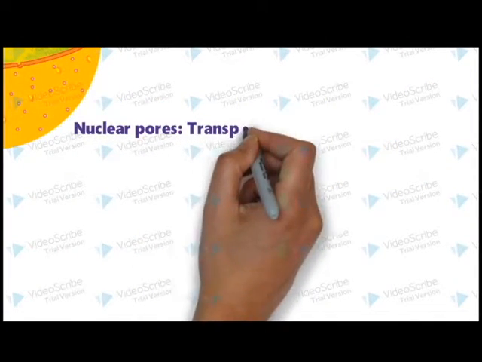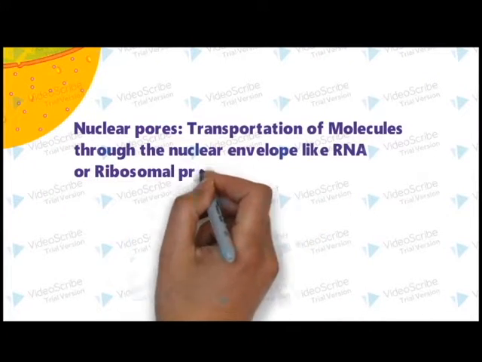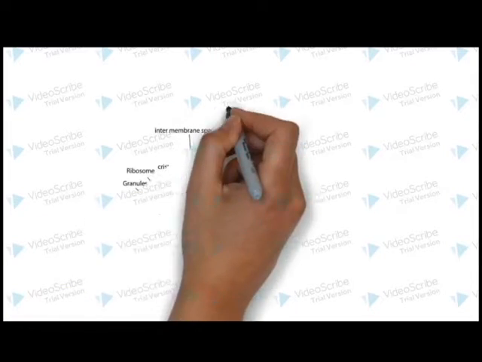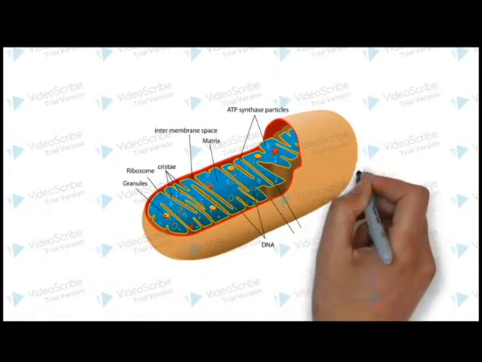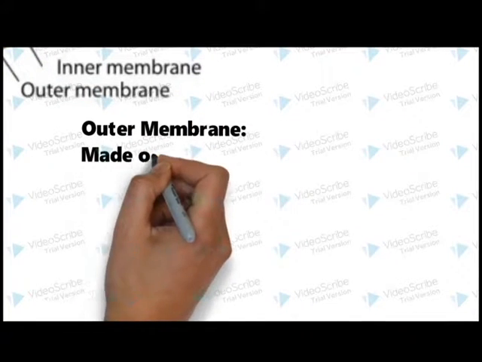The more active the chromatin is, the easier it is to get genes to express. Euchromatin is more active and heterochromatin is less active. Nuclear pores are for transportation of molecules through the nuclear envelope, like RNA or ribosomal proteins. They're very important to help keep out harmful material.